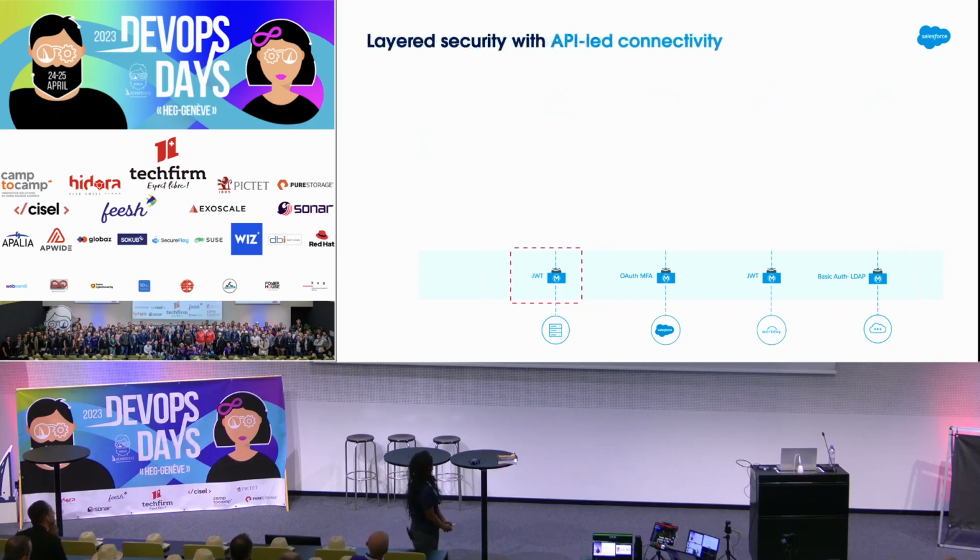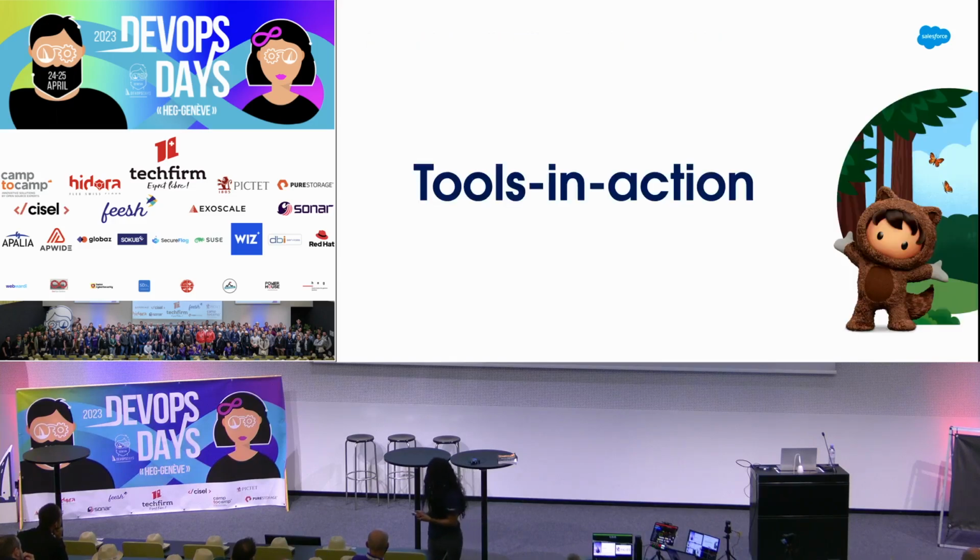Okay. So this is what we are going to see in our demo today: how we can apply our JWT policy, JSON Web Token, how we generate this token, and how easy it is to apply when we have a centrally managed API management system. Okay. So with that, let's go ahead and see the demo.